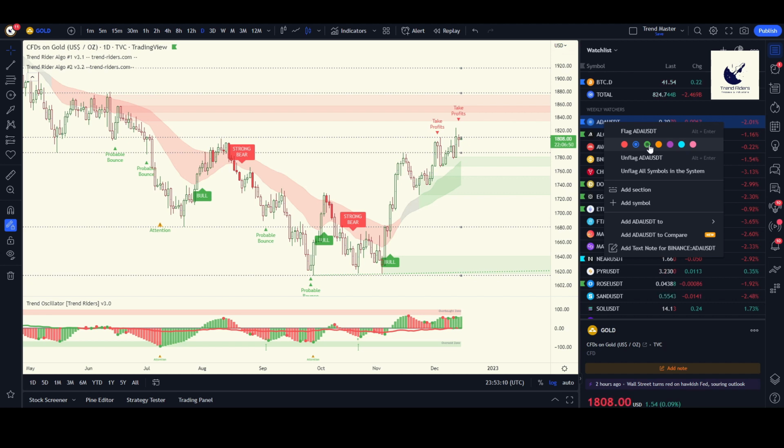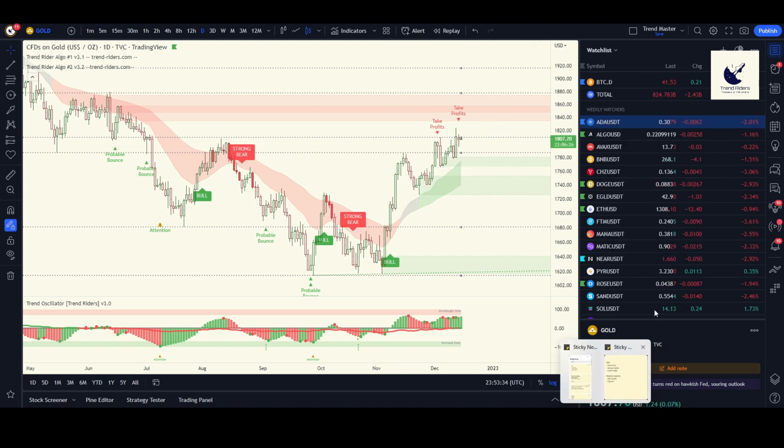If there is a long setup or potential long setup on the weekly, I use a blue flag. On the other hand, if it is a short setup on the daily, I use a pink one, and if it is a short setup on the weekly, I use the red flag, the dark red flag. Okay, so those are the four flags I use most of the time. Having said that, let's go.